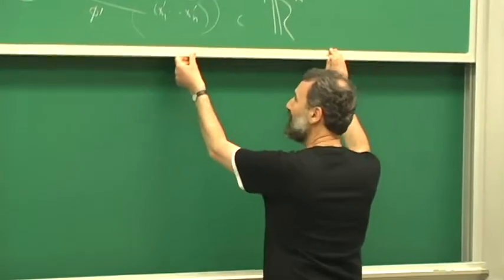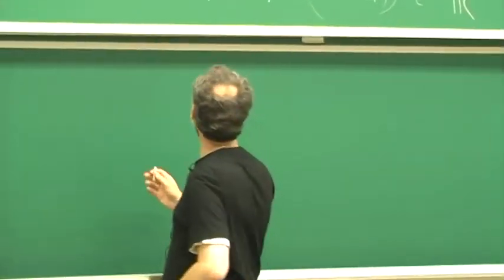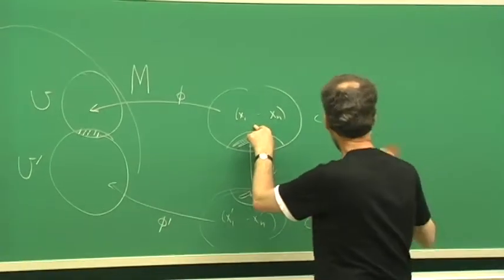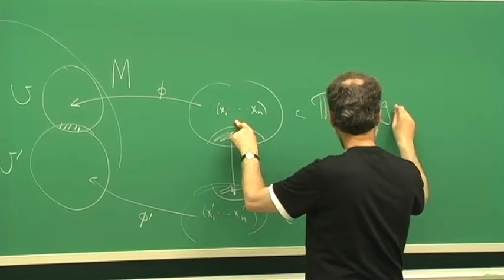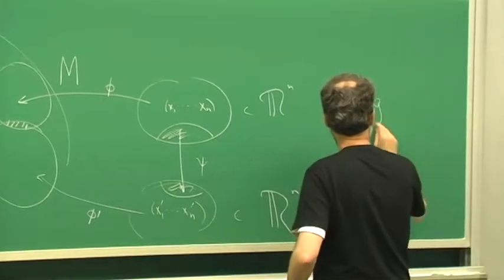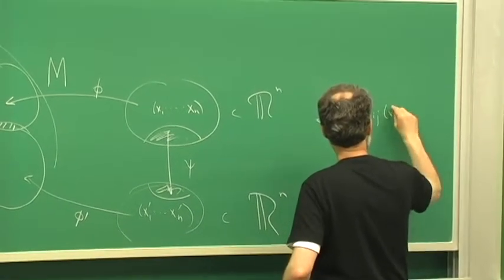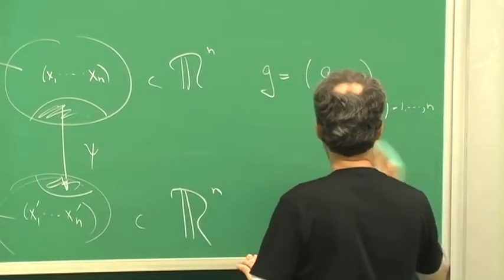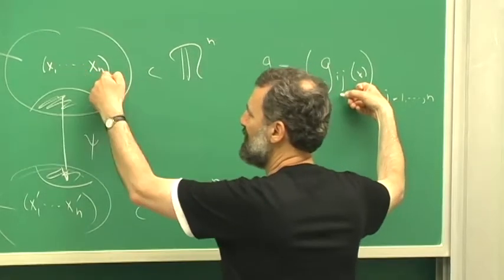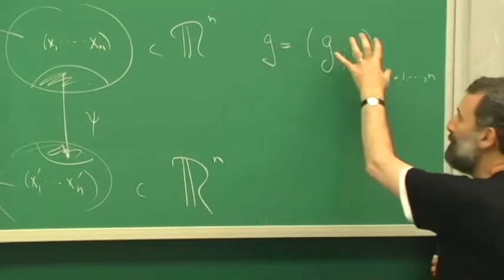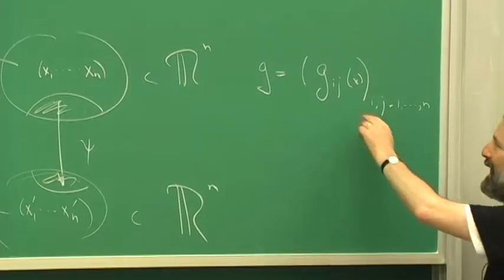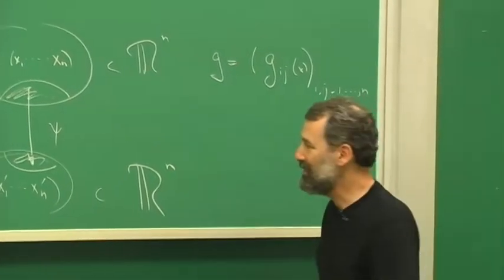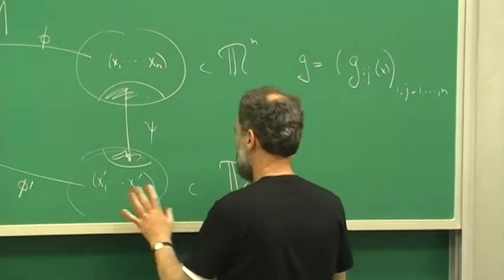But we want to measure distances on the manifold, and we want to use something like the Pythagoras formula, and therefore we imagine that here we are given a metric, so that's G, and what it is is a matrix-valued function. So here, i, j go from 1 to n. X is in this coordinate patch, and this is a positive definite matrix, and these are smooth, C infinity functions.